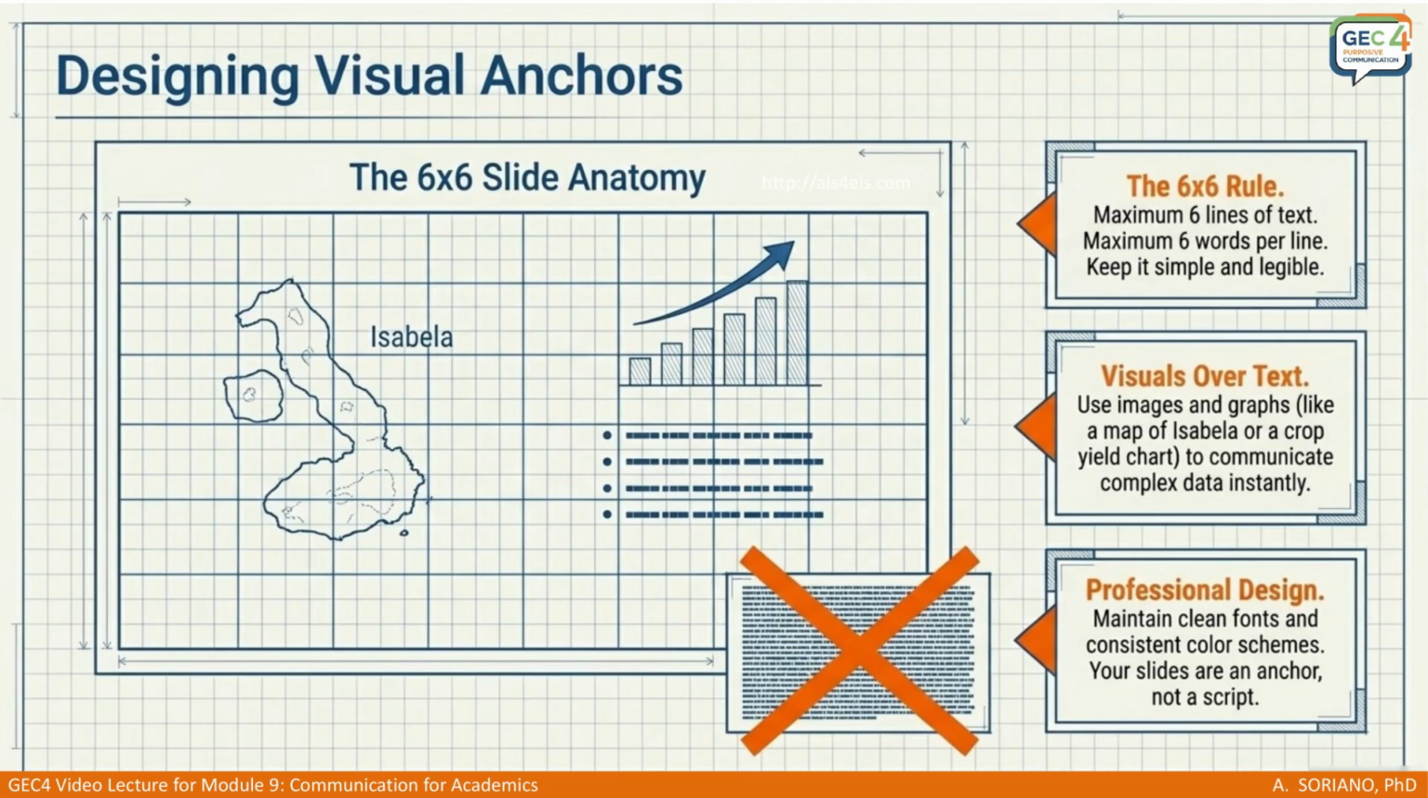Instead, prioritize visuals over text. For example, if you are presenting about the agriculture industry here in Isabela, don't write a paragraph about crop yields. Instead, show a colorful bar graph or a map of our province. Human brains process images 60,000 times faster than text. Graphs and photos communicate complex data instantly and leave a lasting impression.